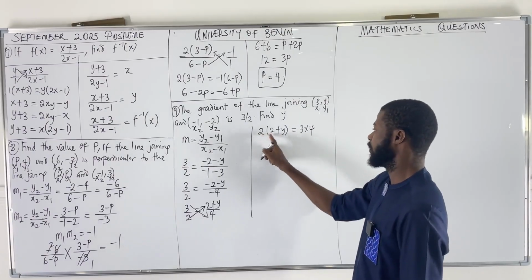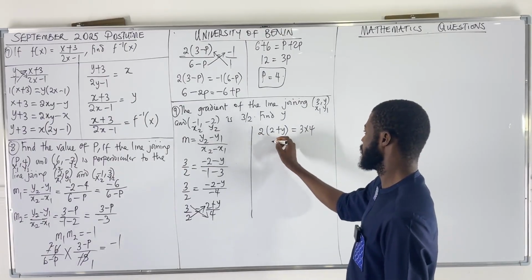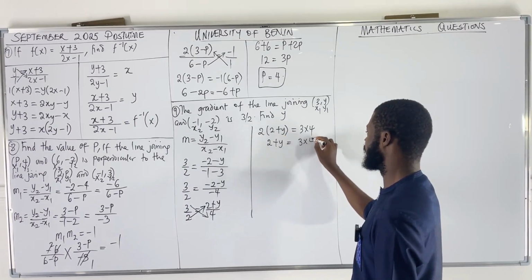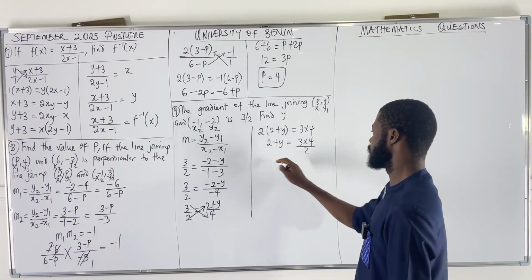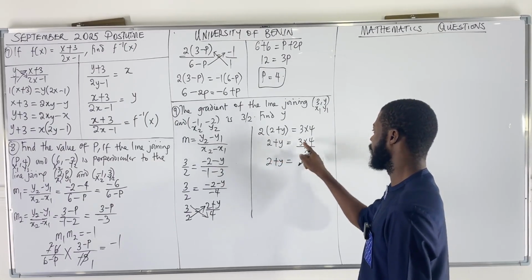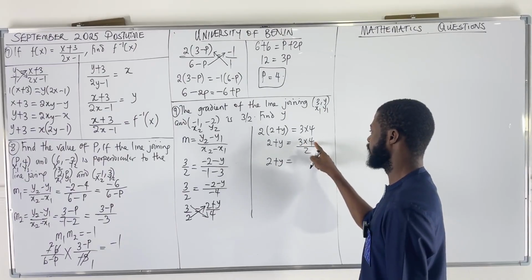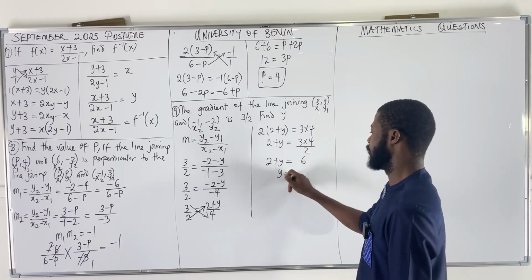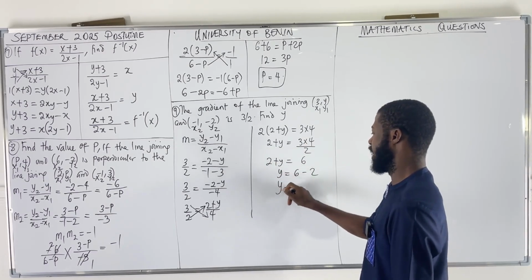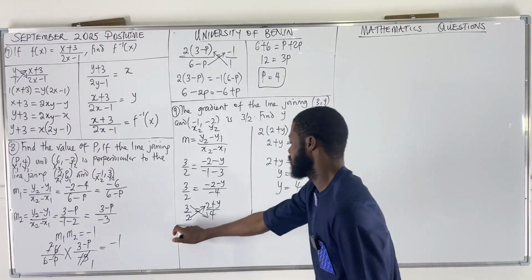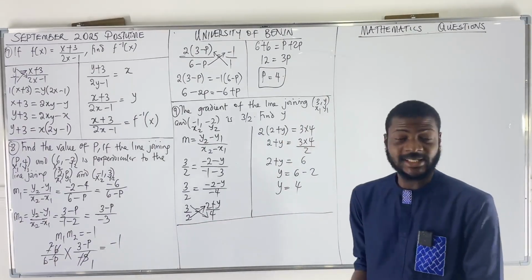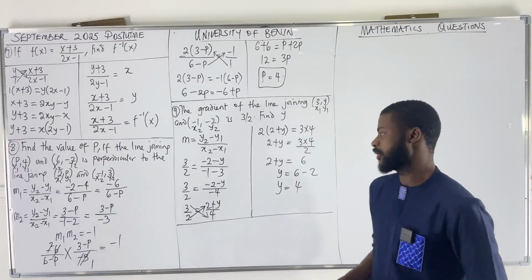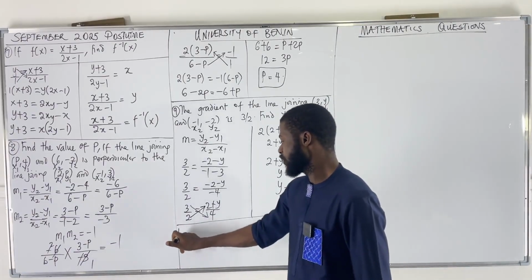Now there's no need for us to open the bracket because I can just divide by 2. So this will be 2 plus y equal to 3 times 4. Let's divide by 2. So 2 plus y equals 3 times 4 is 12, 12 over 2 is 6. So y equals 6 minus 2. y is then 4. So that's the value of y. That's how to solve for that. It's actually very simple. We shouldn't really be stressing ourselves so much. So that's the answer.